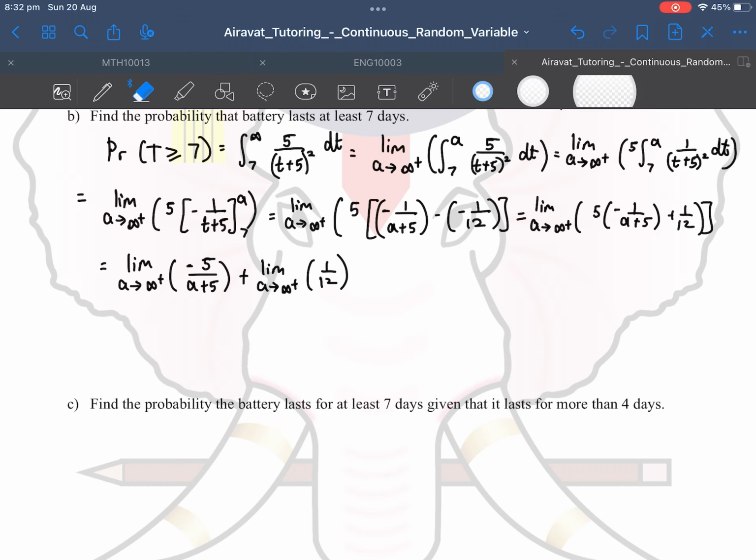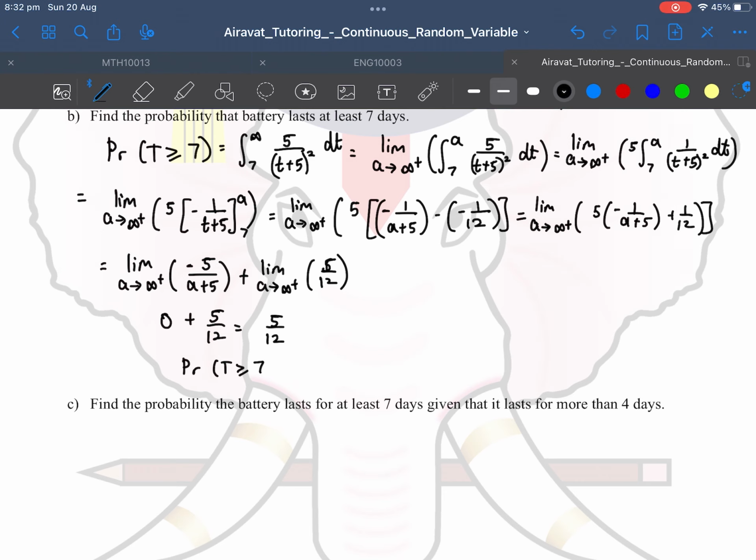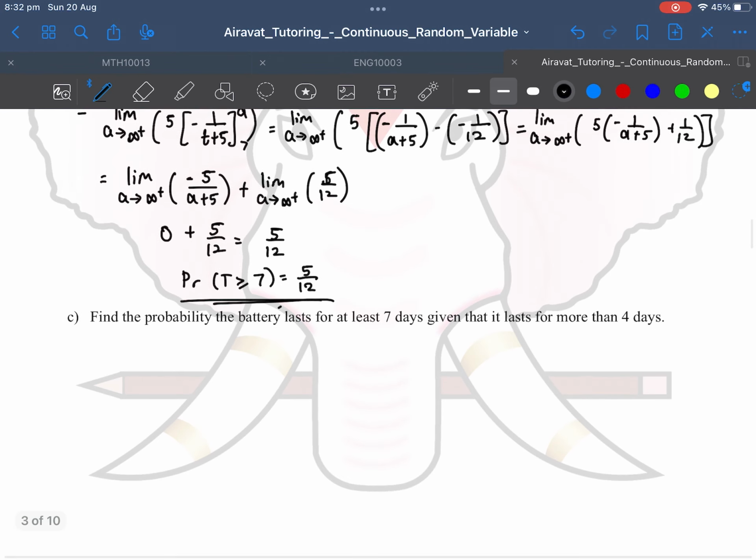So that's why this is just going to become 0 plus 5 on 12. Again, I made the same mistake. So 0 plus 5 on 12, which is just going to be 5 on 12. So the probability that t is greater than or equal to 7 is going to be 5 on 12, and that's your answer.